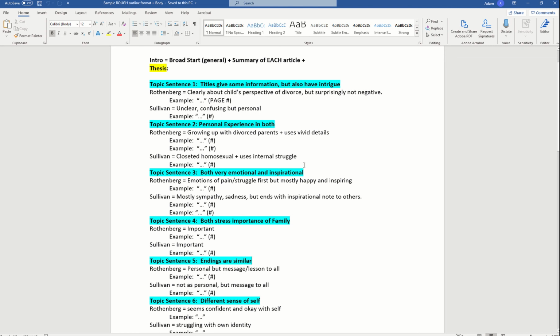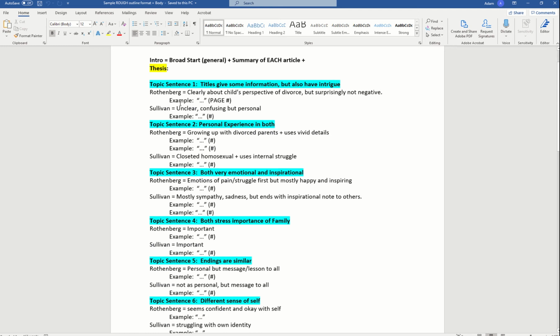So my idea for that was Sullivan's "Why the M Word Matters to Me." Okay, well, one, I don't know what the M word is. I'm trying to think of curse words that start with M. But I know it's personal because he says "matters to me." Rothenberg's "Child of Divorce." Okay, I assume it's going to be about a child who comes from divorced parents, but it's different than what I would expect because hers are mostly happy memories. So I'm going to try to do a paragraph about the title.